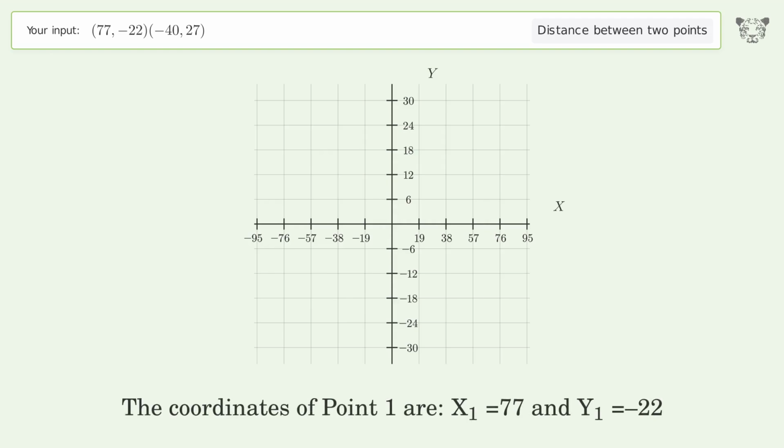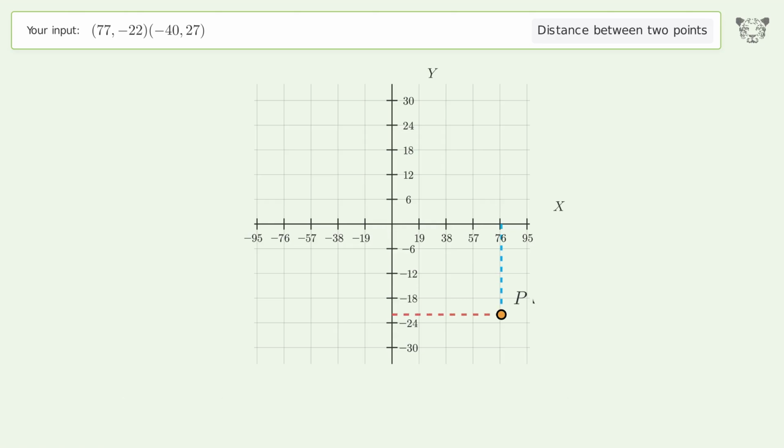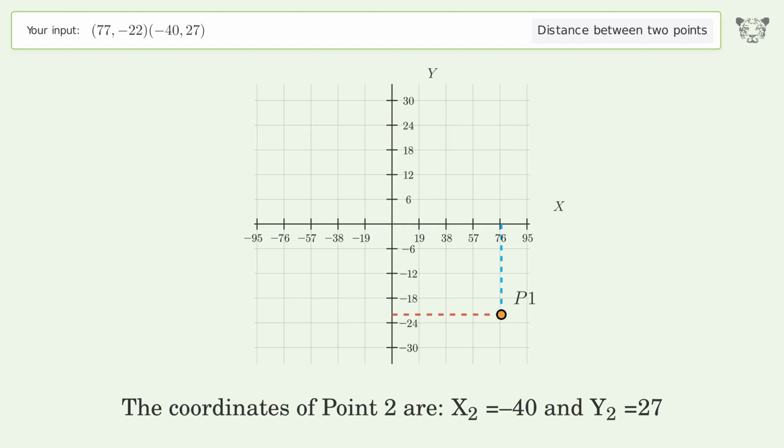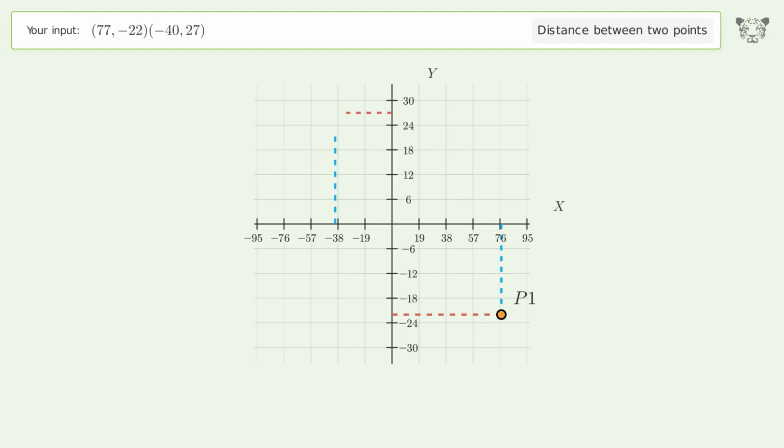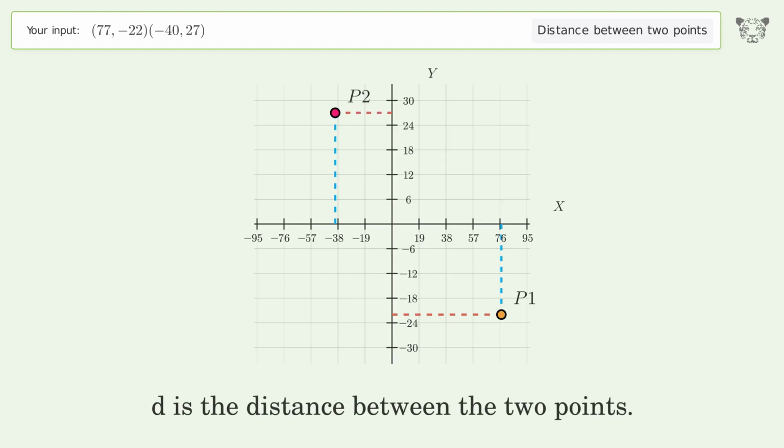The coordinates of point 1 are x1 equals 77 and y1 equals negative 22. The coordinates of point 2 are x2 equals negative 40 and y2 equals 27. D is the distance between the 2 points.